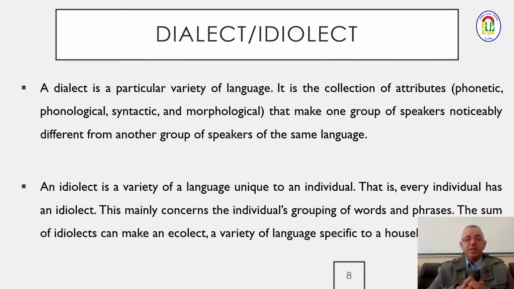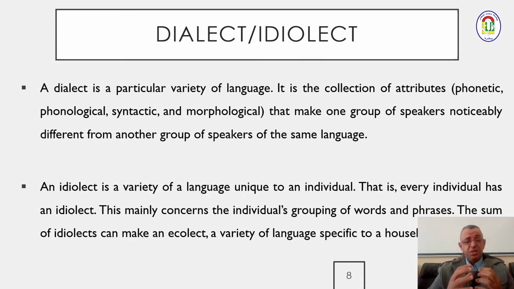So a dialect is a particular variety of language. It is the collection of attributes, either phonetic, phonological, syntactic, morphological, or all of them, that make one group of speakers noticeably different from another group of speakers of the same language. This is about what a dialect is. This is a summary of the definition of a dialect from the available literature on this concept.